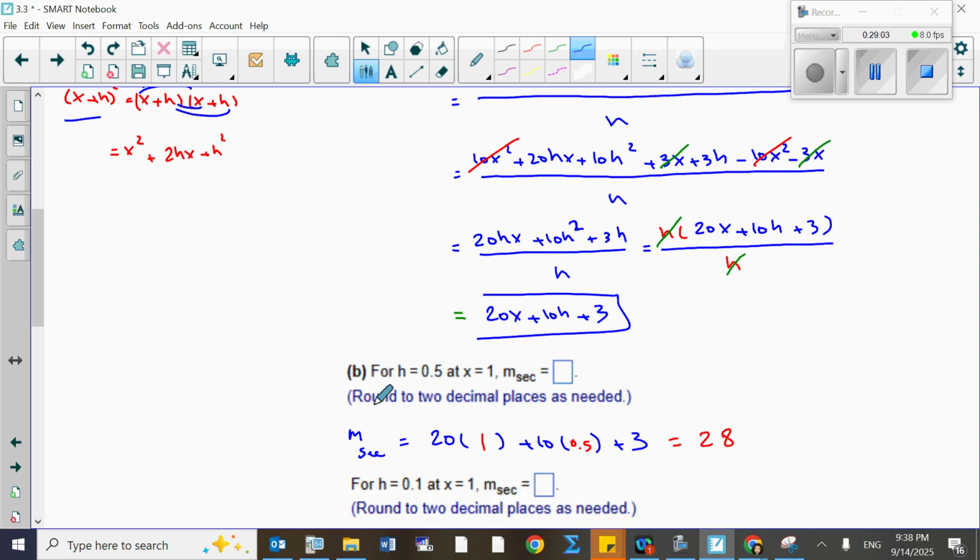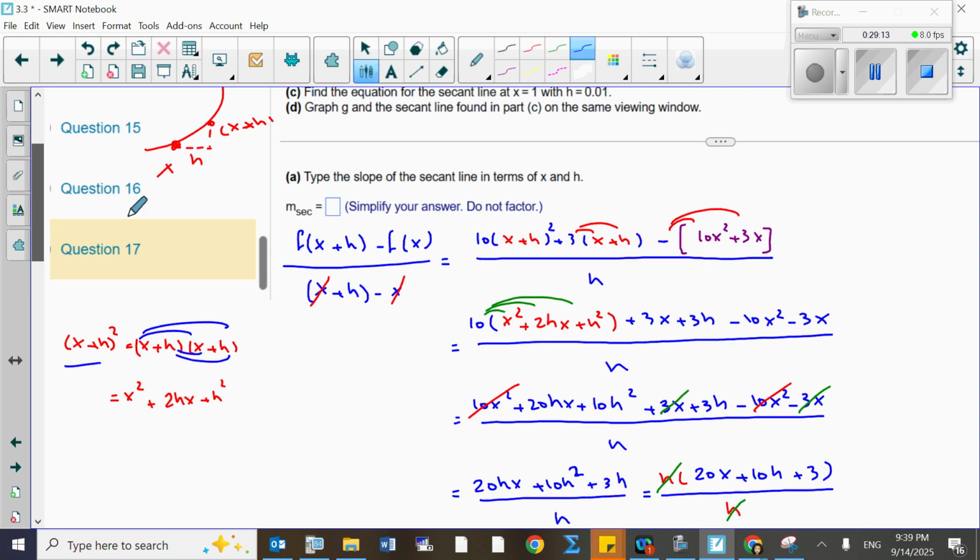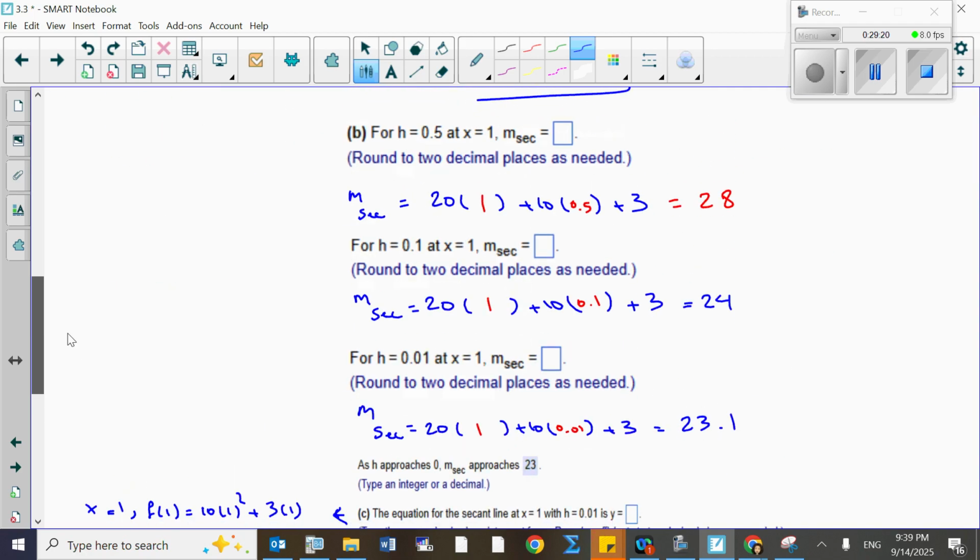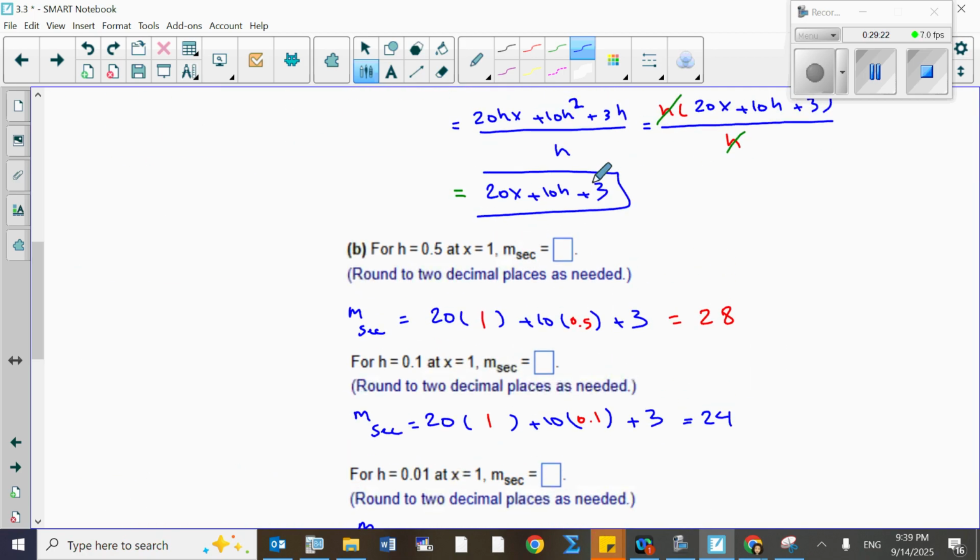Now, next is asking if h is equal to 0.5 and x equal to 1, what is the slope of the secant line? That is the slope of the secant line, basically, which is passing through these 2 points. So what is that? All I need to do is use this formula that I have, and replace x with 1 and h with 0.5 and calculate. The same is for the next question and the next one.